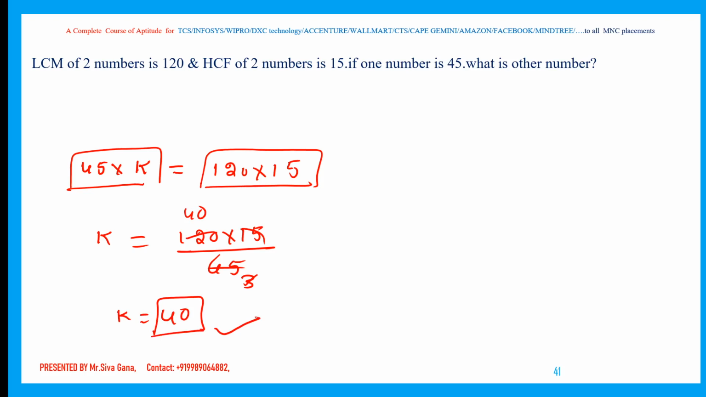But what is the answer for this question? For the other number we got 40. So the first number is 45 and the other number is 40. If you take the HCF of these two numbers, we will get 5. HCF is 5, but he has given HCF as 15, which means no such number exists according to this question. So according to the given data, there is no such number. That is the answer for this question.